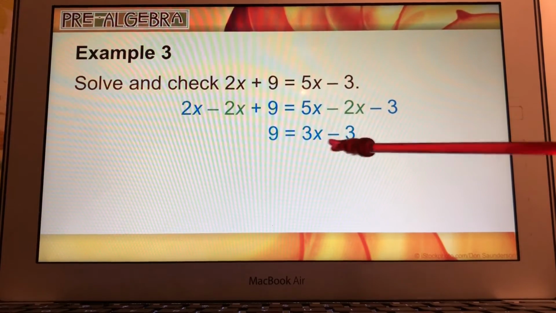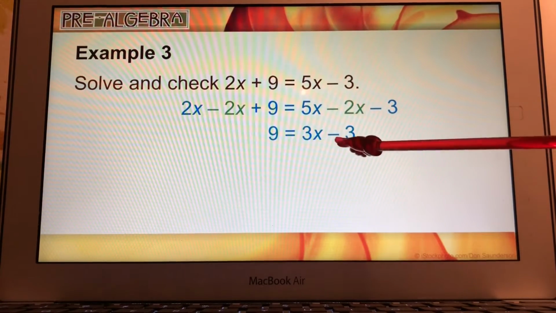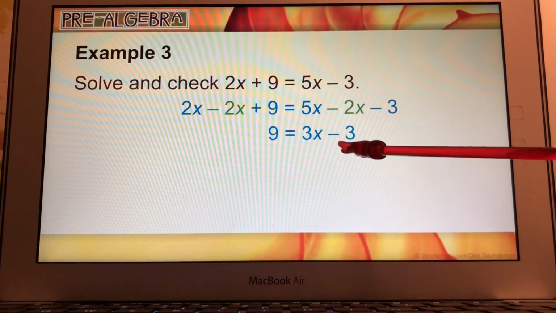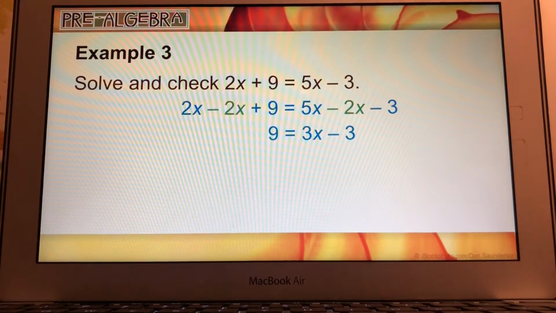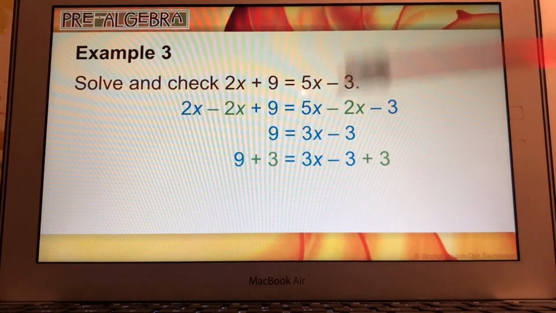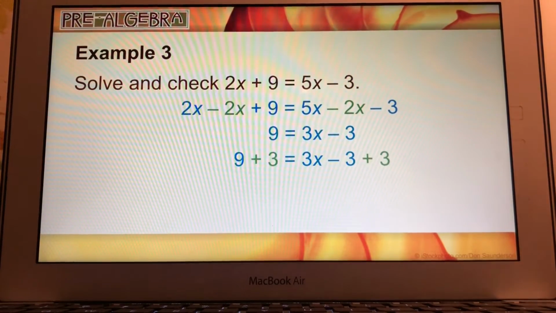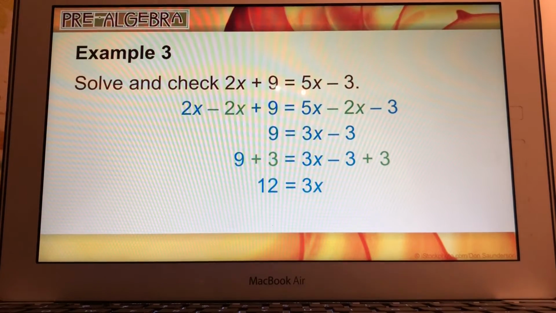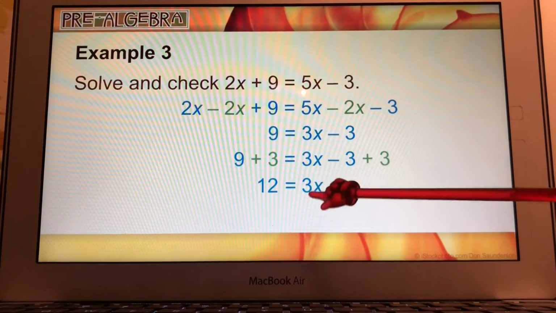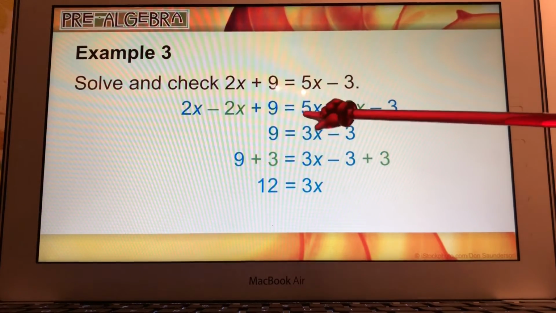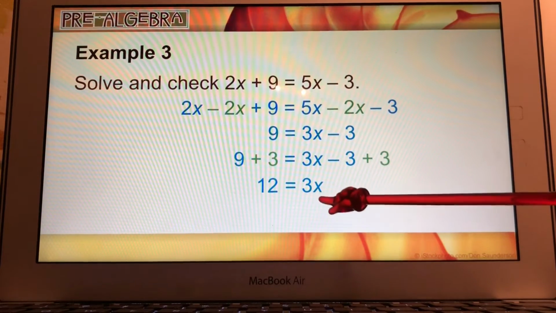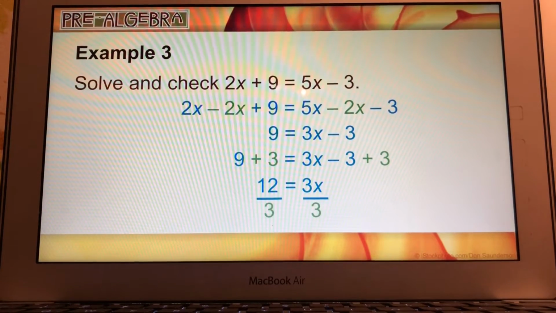Then I can bring this minus 3 over to the other side by doing the inverse operation, right? Remember inverse operation? Minus 3, the opposite of subtracting 3 would be adding 3. And then that cancels this out, right? Becomes 0. And then 9 plus 3 now gives me 12. And that's equal to 3x. So now I need to divide by 3, because that will allow me to solve for x. And 12 divided by 3 is equal to 4.